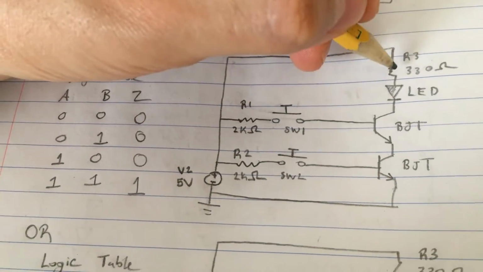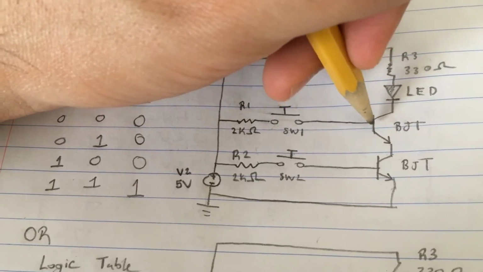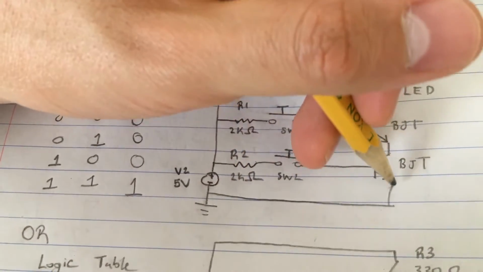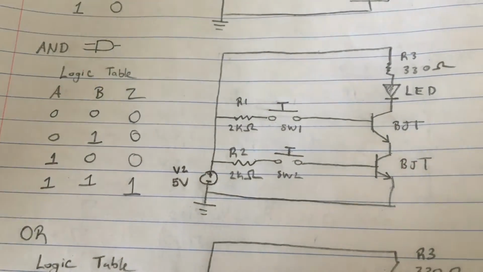It's going to go into the resistor, into the LED, but it's just going to get stuck here since there's nothing coming into the bases of the transistors, meaning that no electrons are going to be coming in from the other side into the emitters of both transistors, meaning that the LED is going to be off.